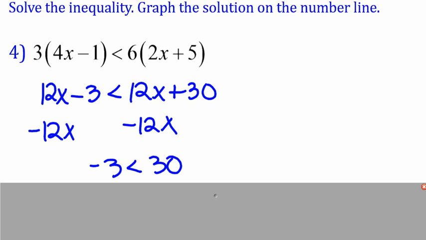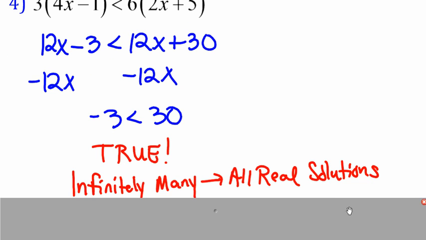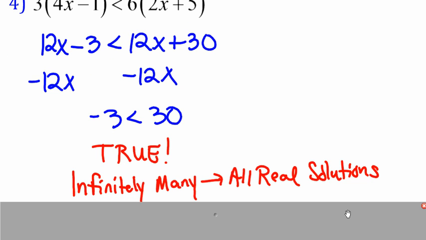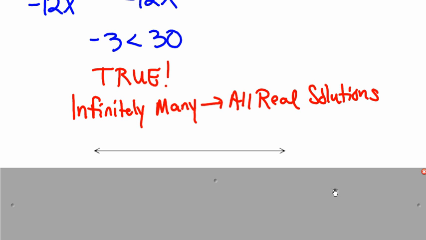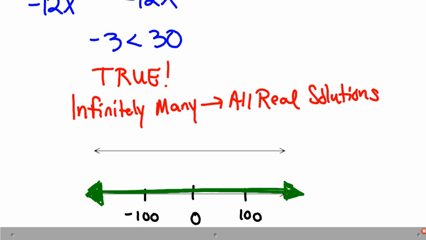So since it's a true statement, that means we have infinitely many solutions. All real numbers are solutions. Because there are infinitely many solutions, we'd have a number line. We could put 0 and some numbers to the left and right of it, like negative 100 and 100, and everything would be shaded because there are infinitely many solutions.